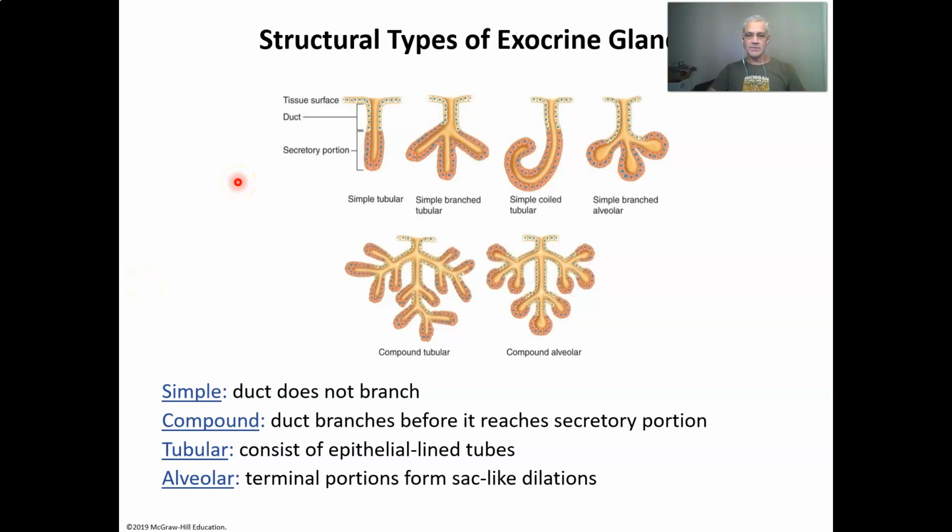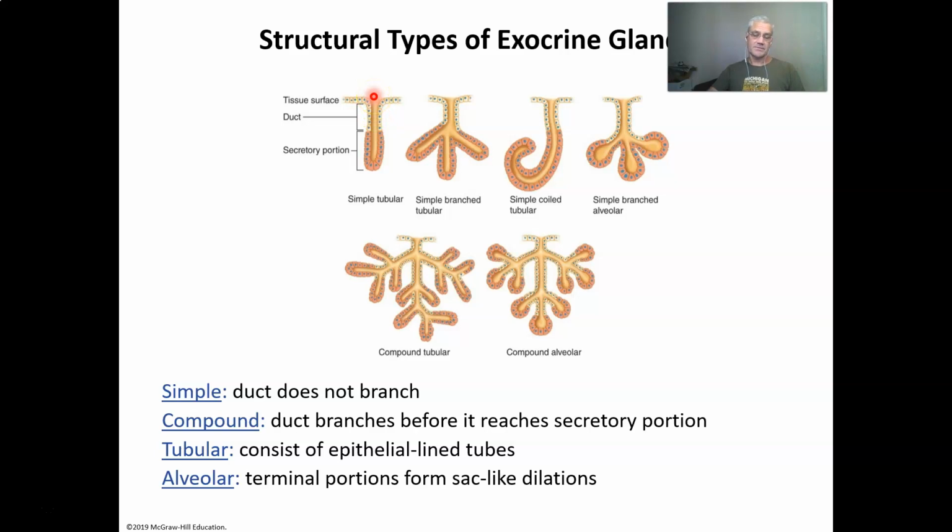So, simple exocrine glands have one tube, and where it says secretory portion, these are the cells that are producing the product, whatever the product is. So if it's sweat or saliva, these are the cells that are producing that. They put that product into this tube, and the opening of any tube in your body is called a lumen. L-U-M-E-N, lumen.